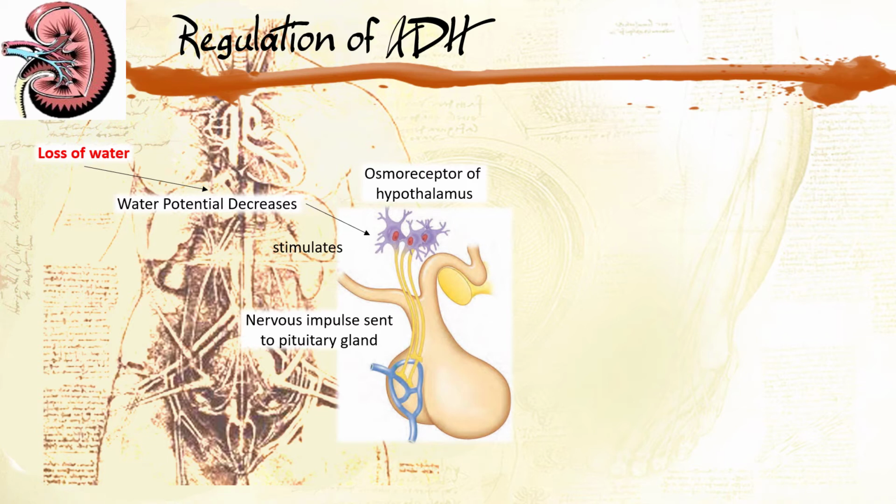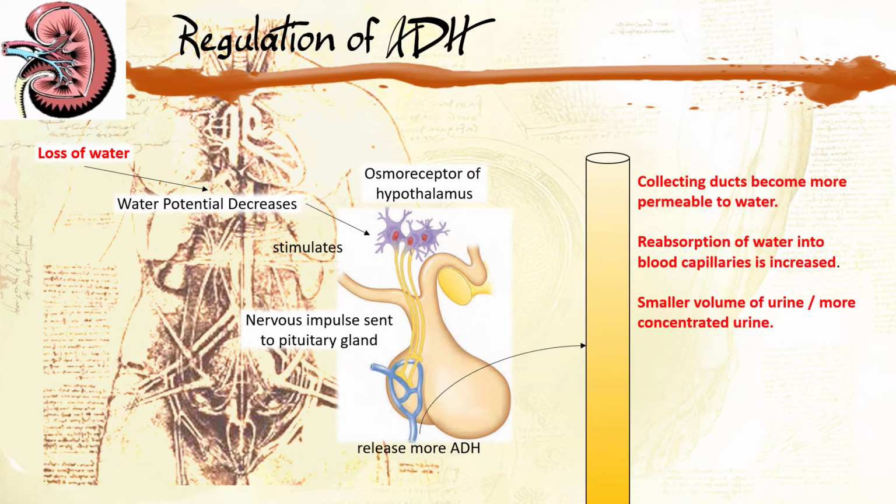When the signal is sent to our pituitary gland because there is a decrease in water potential, the pituitary gland will release more ADH. ADH will affect the collecting duct inside our nephron, at least for your O-level syllabus. Our collecting duct will become more permeable to water. That means it will allow more water to be absorbed through the duct into the blood capillary. So reabsorption of water into the blood capillaries will increase. And because we are absorbing more water back into the blood, the amount of urine produced will be less.